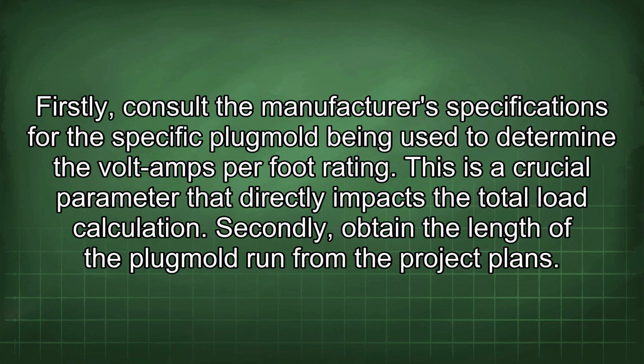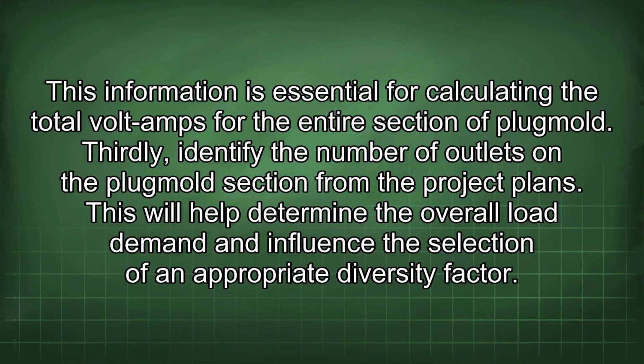Secondly, obtain the length of the Plugmold run from the project plans. This information is essential for calculating the total volt-amps for the entire section of Plugmold. Thirdly, identify the number of outlets in the Plugmold section from the project plans. This will help determine the overall load demand and influence the selection of an appropriate diversity factor.